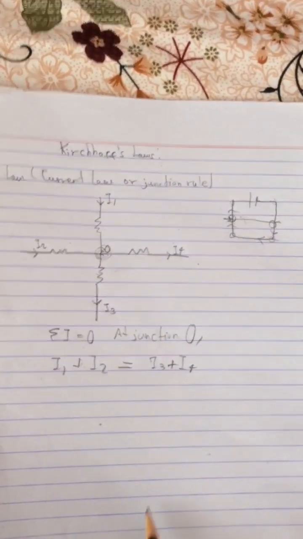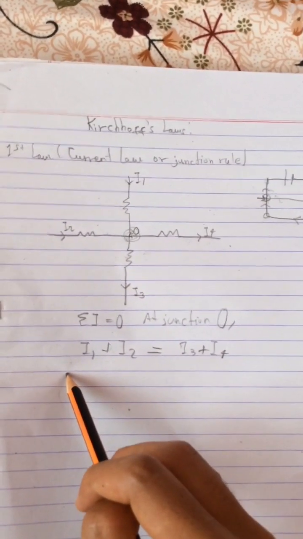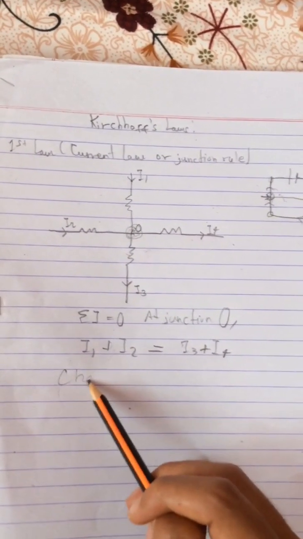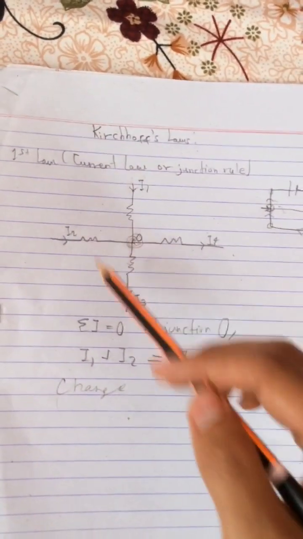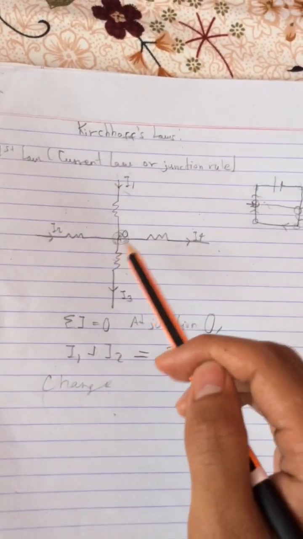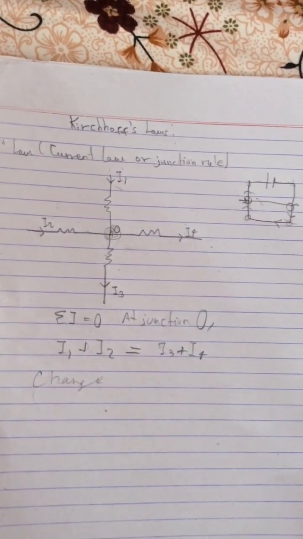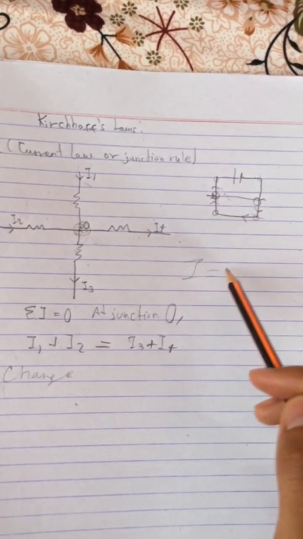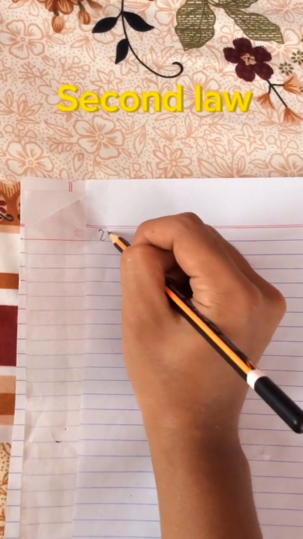Now, this law is based on the principle of conservation of charge because we're dealing with current here, and at junction O the charge is conserved, since current equals charge by time.